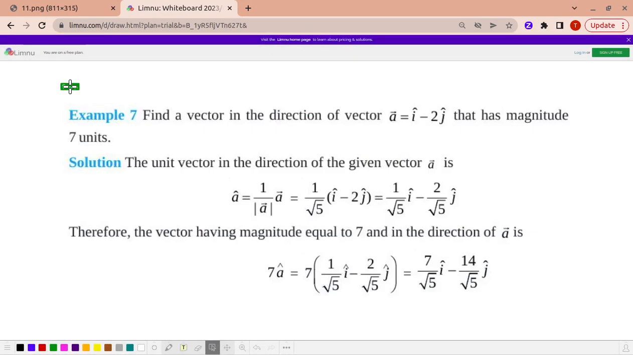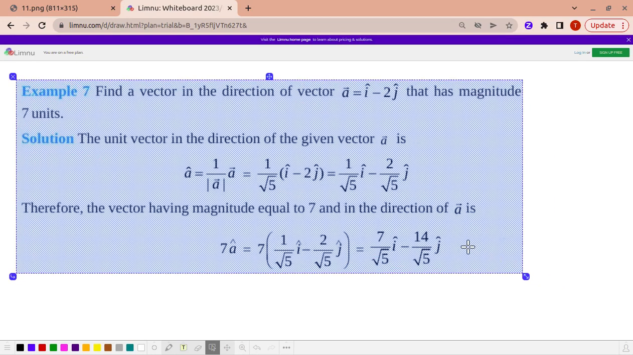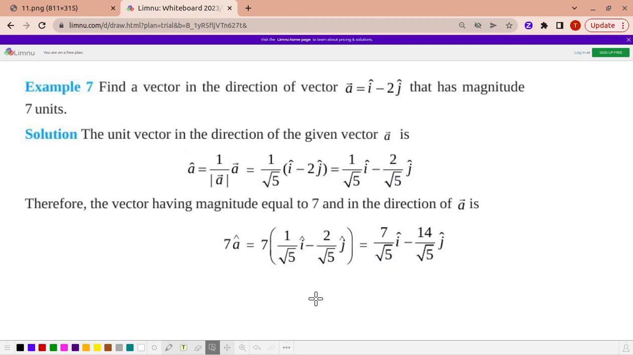The question here is, first let me read out the question: find a vector in the direction of the vector i cap minus 2j cap. That you can easily find out. How can we find it? We know if a is a vector, then its unit vector is a by mod a. Here a is i cap minus 2j cap divided by mod a, which is the square root of 1 square plus minus 2 whole square plus k component, which is 0, since the k component is not there. So we get 1 by root 5 i cap minus 2 by root 5 j cap.